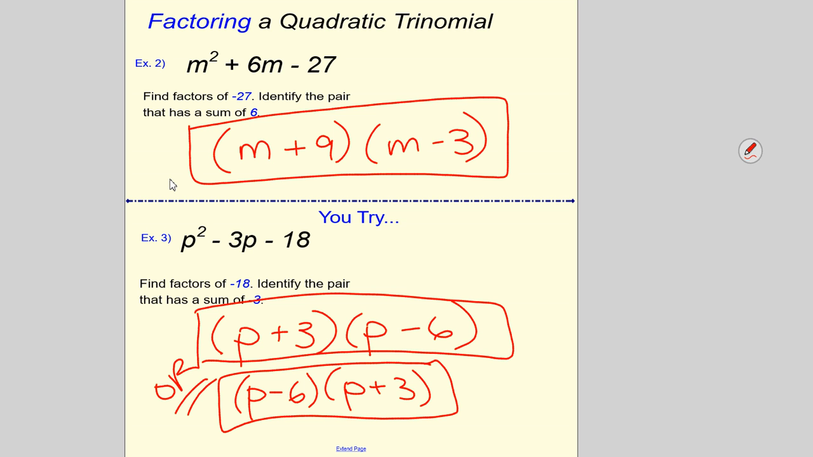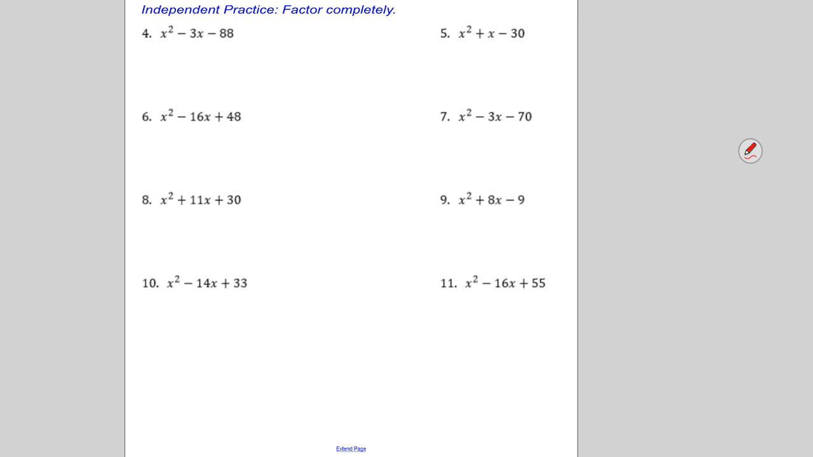So there's your example problems, all right? There are some practice problems down below. Pause the video, take a minute, try these problems, and then I'll give you answers so that you can check, okay? Remember, example number 4, multiply to negative 88, add to negative 3. Pause the video and try these.